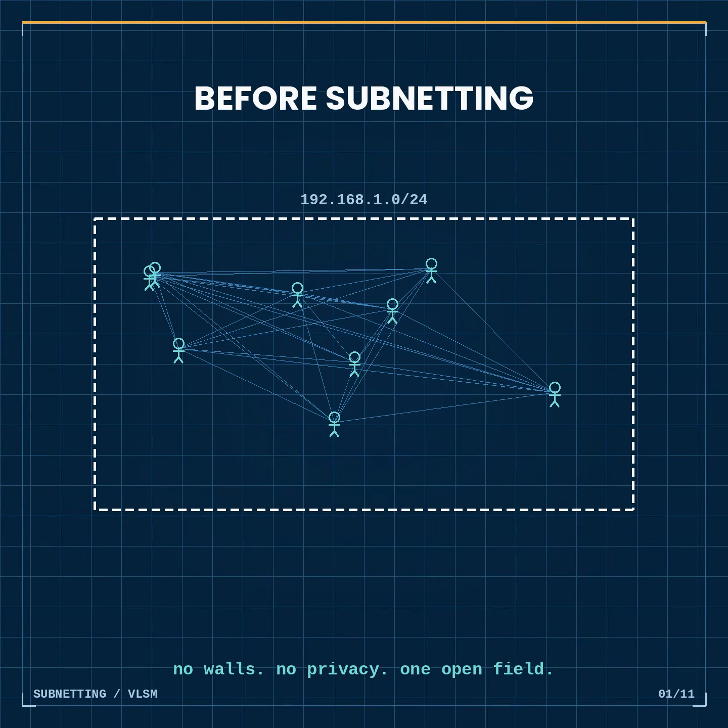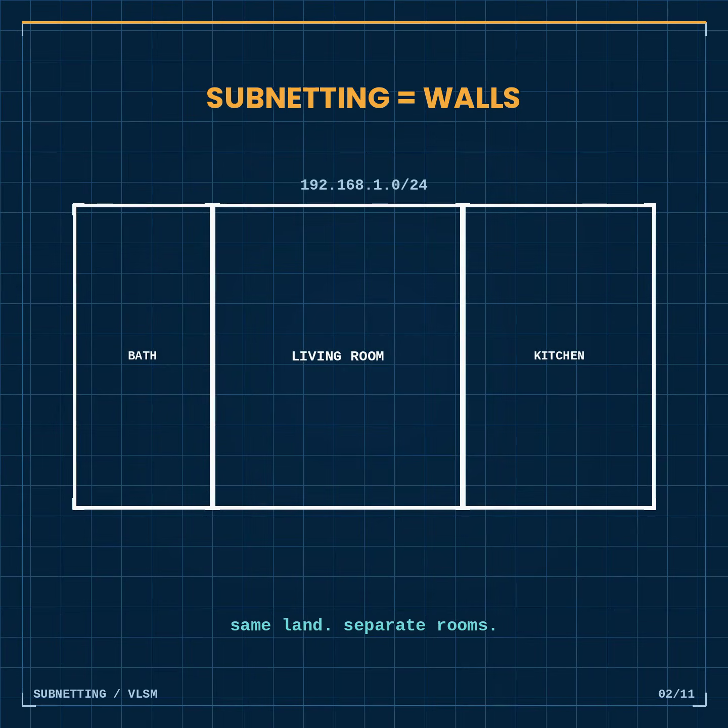Imagine you bought a big piece of land. It's just one giant open field, no walls, no rooms, nothing. Anyone standing on it can see everyone, hear everyone. That's basically what a network looks like before subnetting.